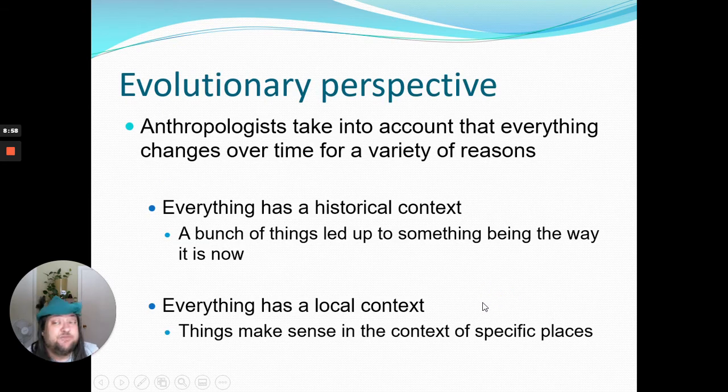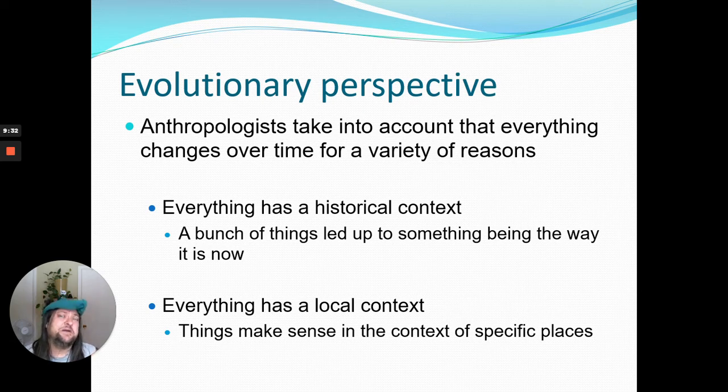And finally, that fourth thing that was listed as distinguishing anthropology from other social sciences and other fields is the evolutionary perspective. And again, none of these four things are things that don't exist in other fields. It's just that this is a central constellation of things that are an inherent part of anthropology. Whereas in other fields, sometimes they're there, but they don't necessarily have to be. So when we talk about an evolutionary perspective in anthropology, we take into account that everything changes over time for a variety of reasons.